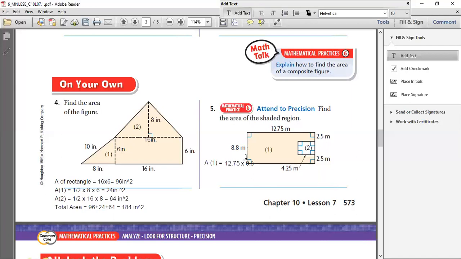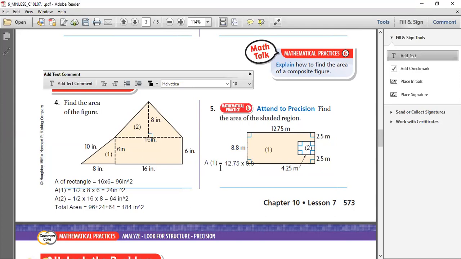Okay, done. How much did you all get? 12.75 multiplied by 8.8. Did you get 112.2? Yes, it is 112.2. So let's write down the area of the rectangle as 112.2, and the units are in meters, so square meters. Fine. Now let's find the area of the smaller rectangle.